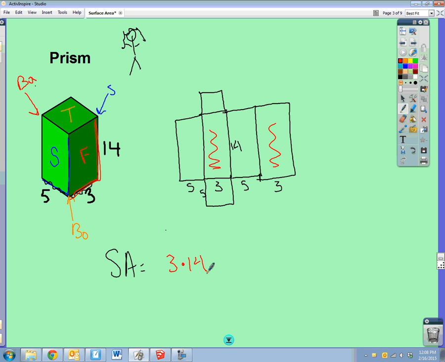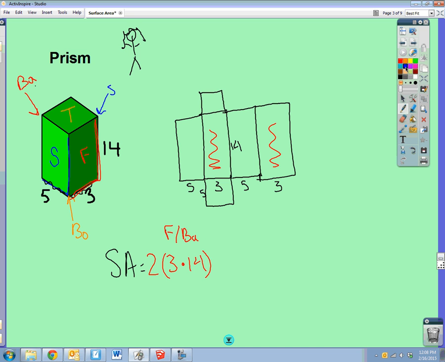Now I could do the exact same thing for the back and do the front plus the back. However, I want to be at least a little bit creative here and save myself some work. Since the front and the back are the exact same, let's just do times 2. So base times height, 3 times 14, and since the front and the back are the exact same, we can just double it.